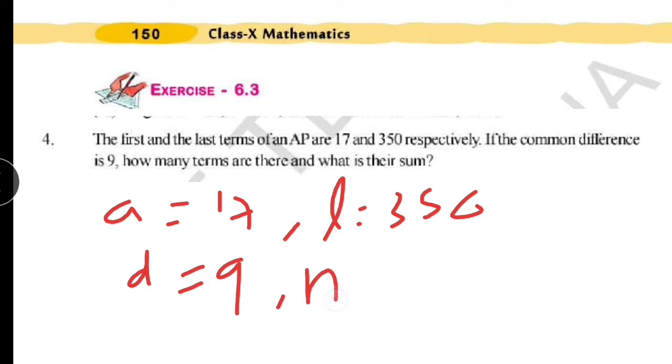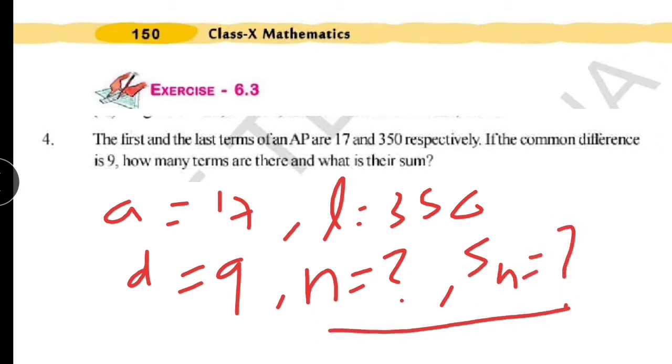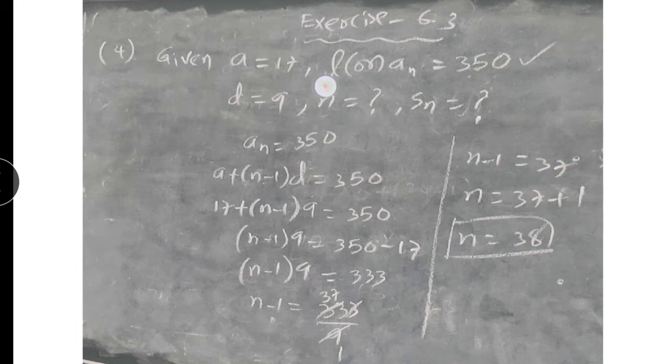How many terms are there? Nothing but find the n value. What is their sum? That means the Sn value. So we have to find n and Sn. Here the last term is denoted by an, so an equals 350.